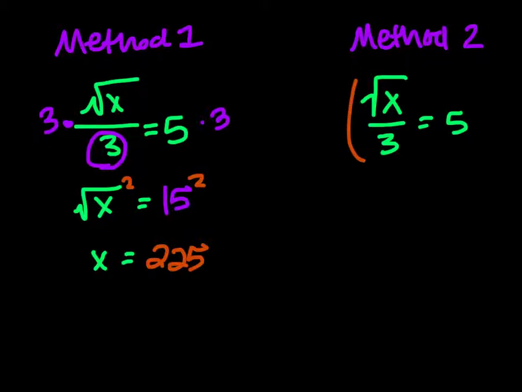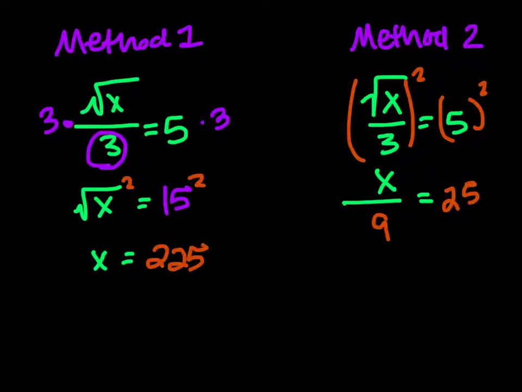Let's try our hand at the other method. So the other method means we'd square things first. So the square root of x squared is equal to simply x, and 3 squared is 9, and that is equal to the square root of 5 squared, which is 25. After that, we can multiply by 9, so x is equal to 25 times 9, which is 225.